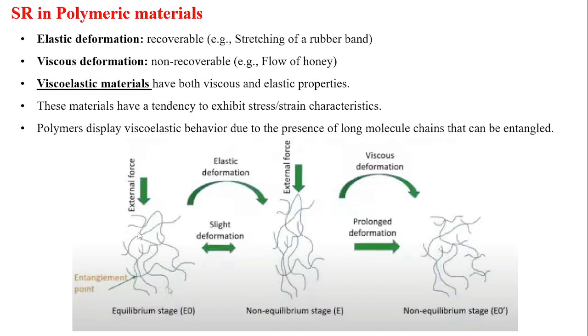If further force is applied on it, then it leads to viscous deformation, which is not recoverable. So we can see that if a little force is applied on it, then the material is acting as an elastic material, because it can still be recovered to its initial form. But when further force is applied on it, then viscous deformation is taking place. Hence, it can be seen that polymers show both elastic and viscous properties.